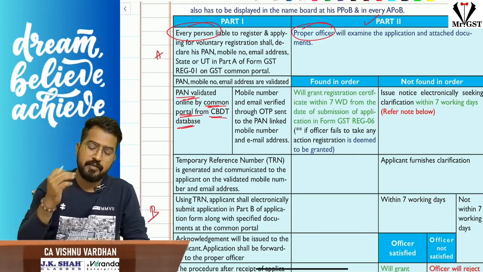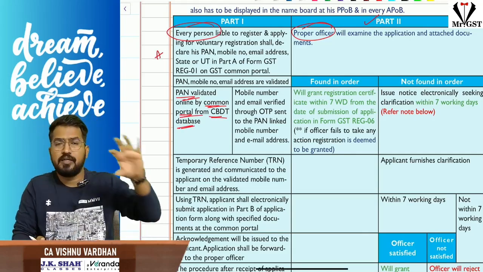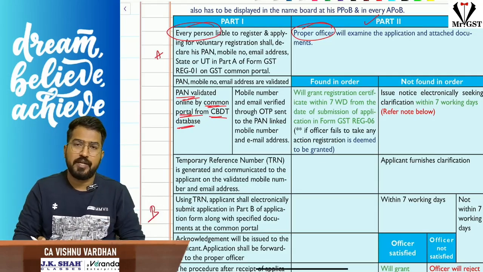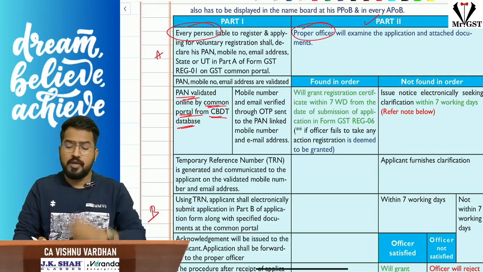From the CBDT database it will auto validate. That means your name and PAN card should match and then it will get auto validated. If any mistakes are there, the system will show you an error message.